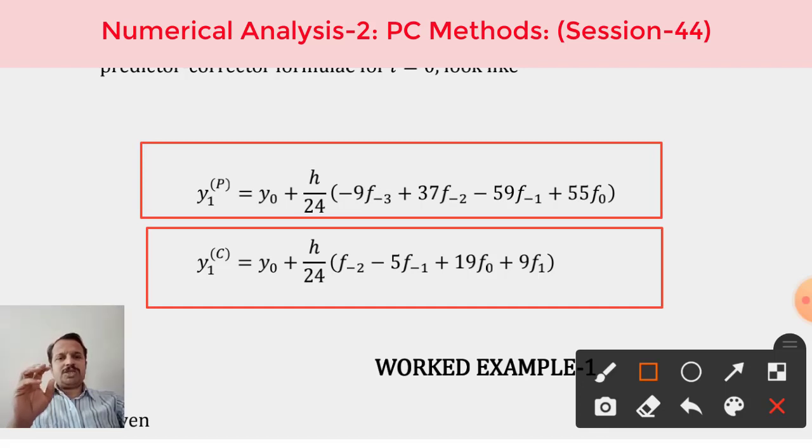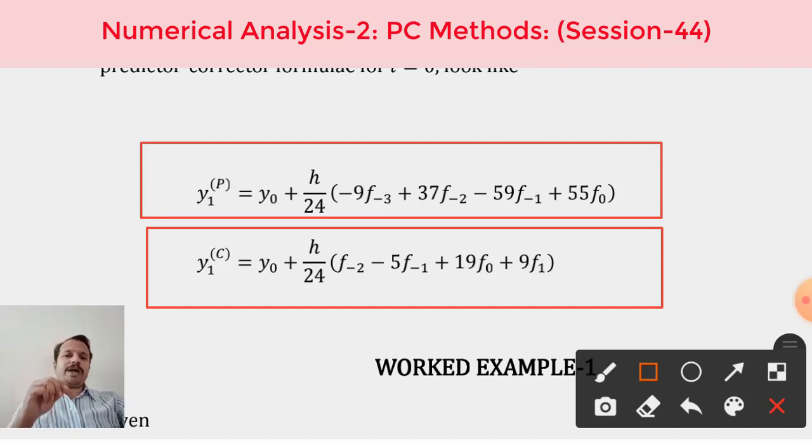Since this Adams-Bashforth method is a four-step method, it requires four values. So we have one value from the initial condition. We require three more starting values, and those can be obtained from any one of the known techniques, either Euler's method or Runge-Kutta method, or even Taylor's or Picard's method. Those single step methods can be used to evaluate the starting values for the Adams-Bashforth method to start.